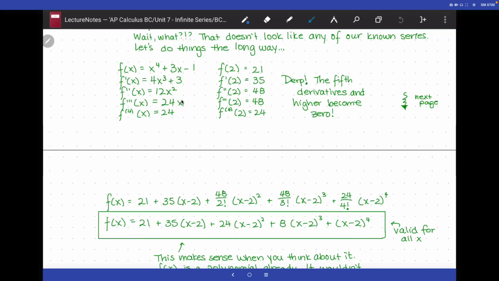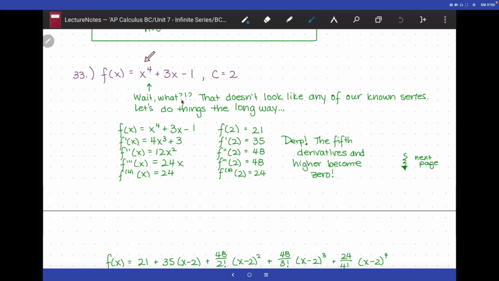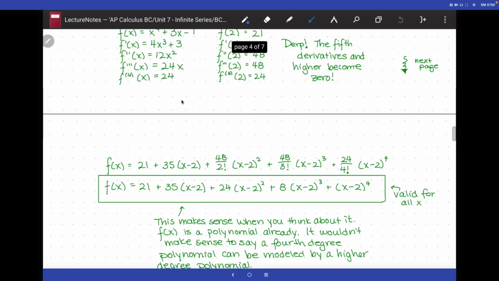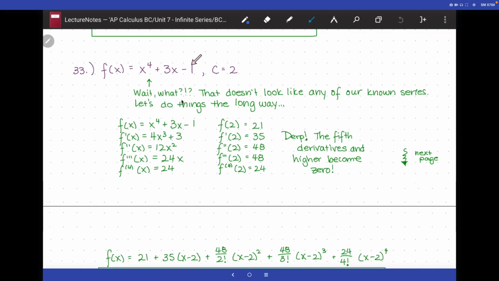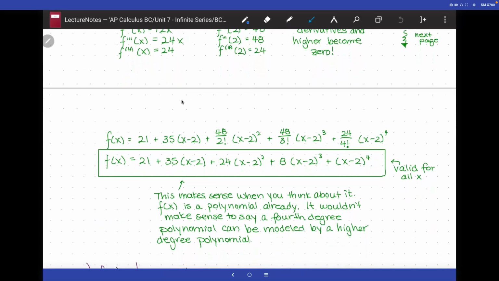But wait a minute. This actually makes sense because we started off with a 4th degree polynomial. It's already a polynomial. It's just not written in a way that looks like a Taylor series centered at, in this case, 2. If you were to actually expand this out and simplify, combine all like terms, it'll be equivalent to that. It's just a polynomial. So that's that.